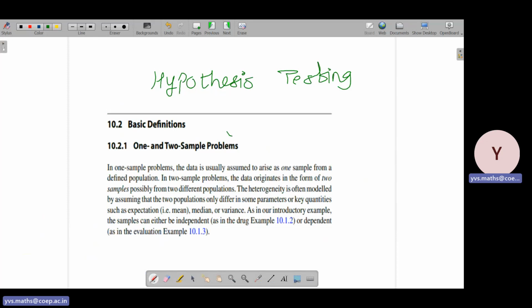So in one sample problem, we have a large population, and we take a very small sample, which is easy to handle on the human level, and then we draw some conclusion out of the sample that we are testing.